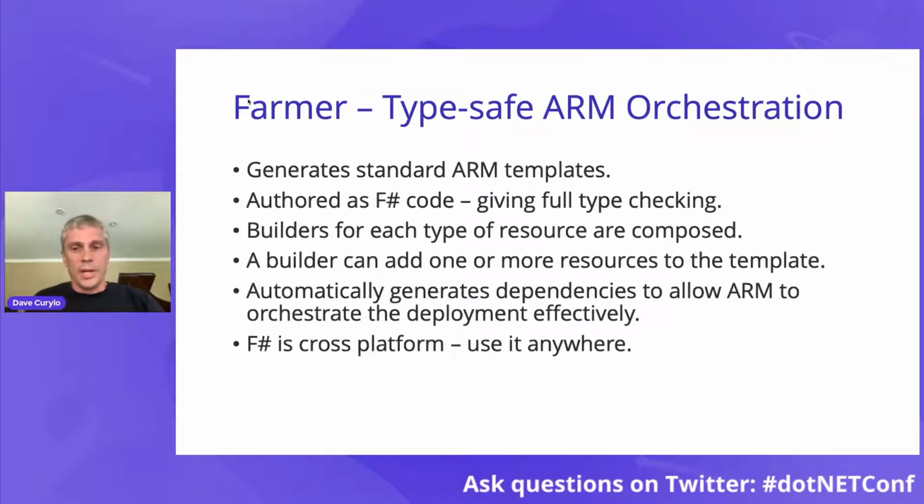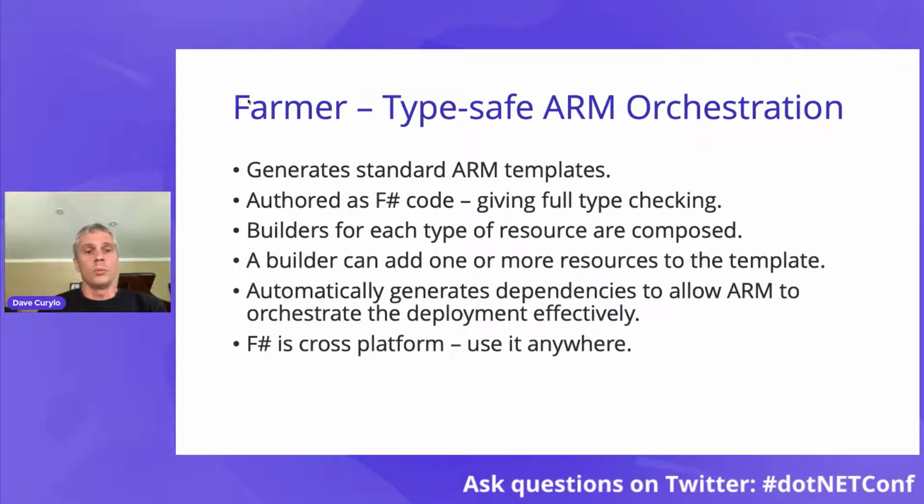So Farmer is kind of cool. It helps you out with this in a way. It generates standard ARM templates. This is a tool that we use some in Azure. I've used it for quite a while, and I've contributed to it as well. If you watched the SAFE Stack talk a little earlier, part of the SAFE template uses Farmer for the Azure deployments. Your templates are authored as F# code, so it gives you full type checking around your orchestration definition and your resources. There are builders for each type of resource, and you can compose those together. You could define the way you want a VM to look, and it's just a little expression in an F# file. You can use it in other ones, or you can parameterize them with regular F# code and generate lots of different types of resources.